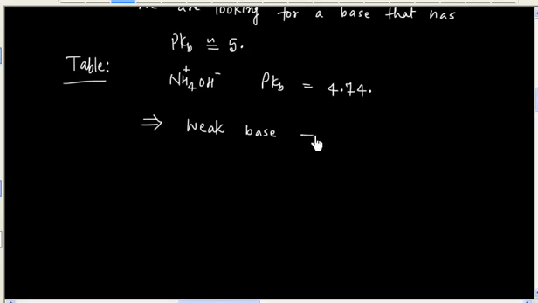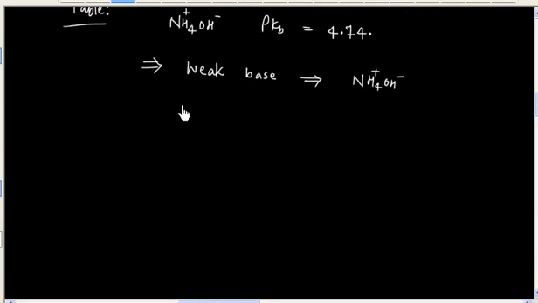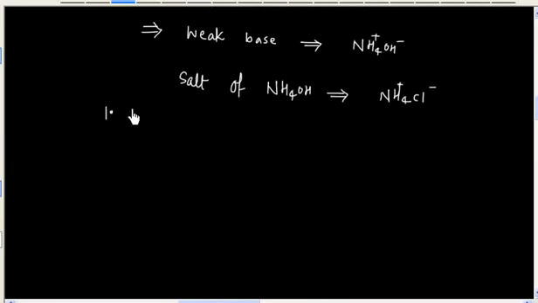So for this buffer, we will use ammonium hydroxide, and other component will be salt of ammonium hydroxide, let us say NH4Cl, ammonium chloride. So we have two components, ammonium hydroxide and ammonium chloride.